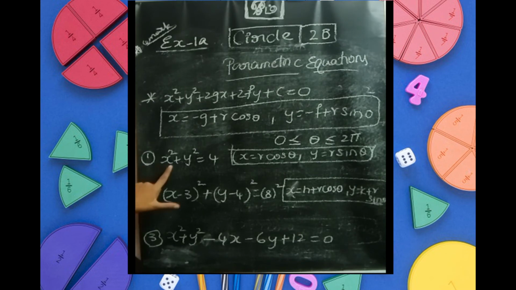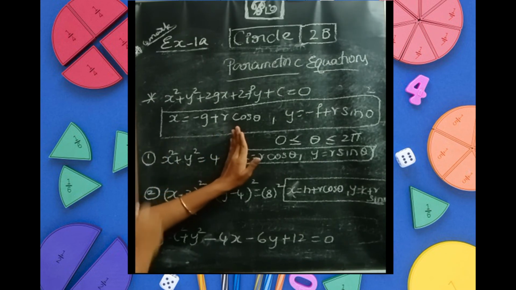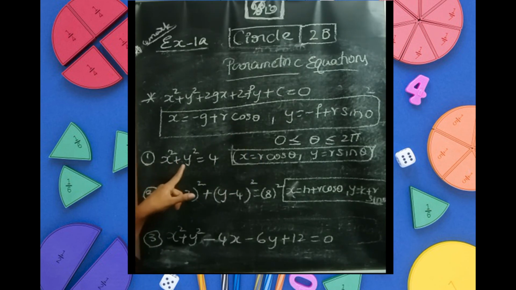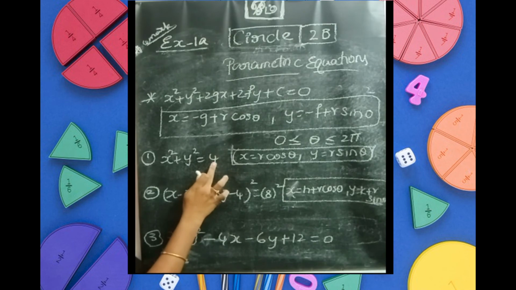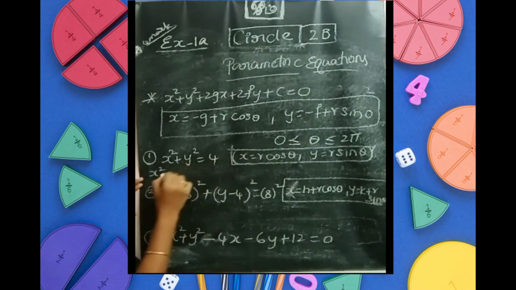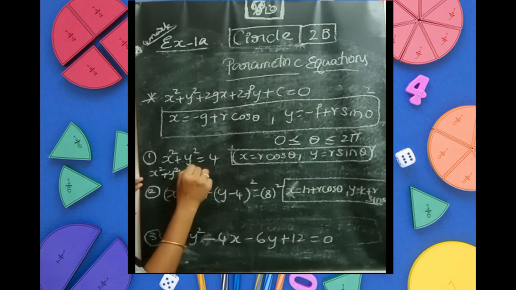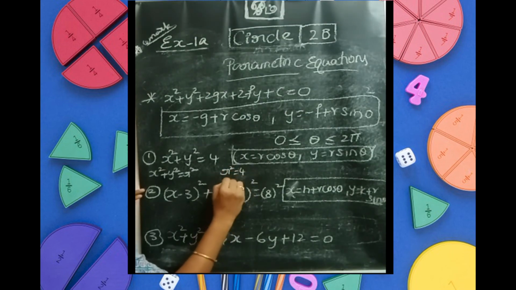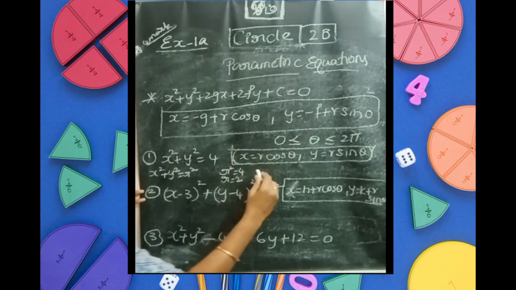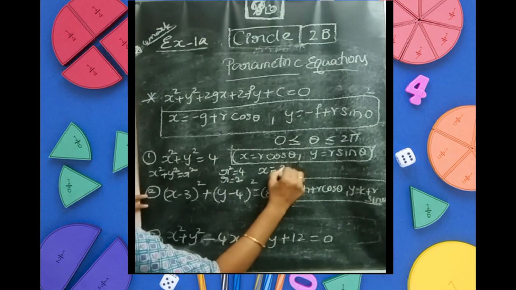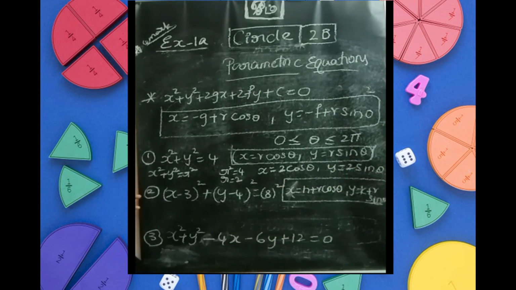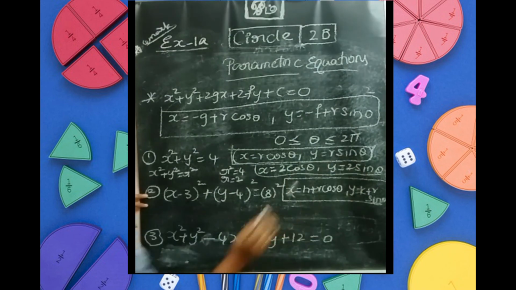For the first, x square plus y square equals 4. They have given this question, which is in the form of a circle passing through the origin. That means x square plus y square equals r square. First we have to find r here. We know the formula: x square plus y square equals r square, so r square equals 4, that is r equals 2. That means the parametric equation is x equals 2 cos theta, comma, y equals 2 sin theta. This is the parametric form.